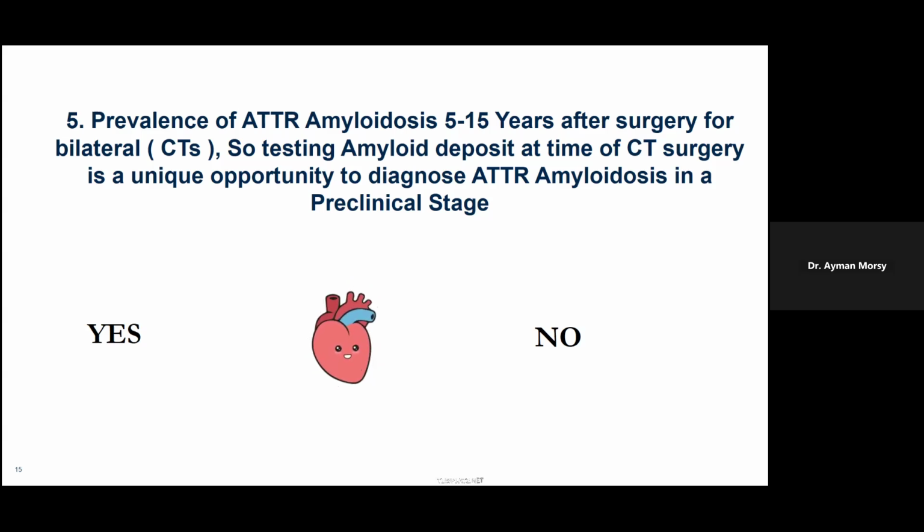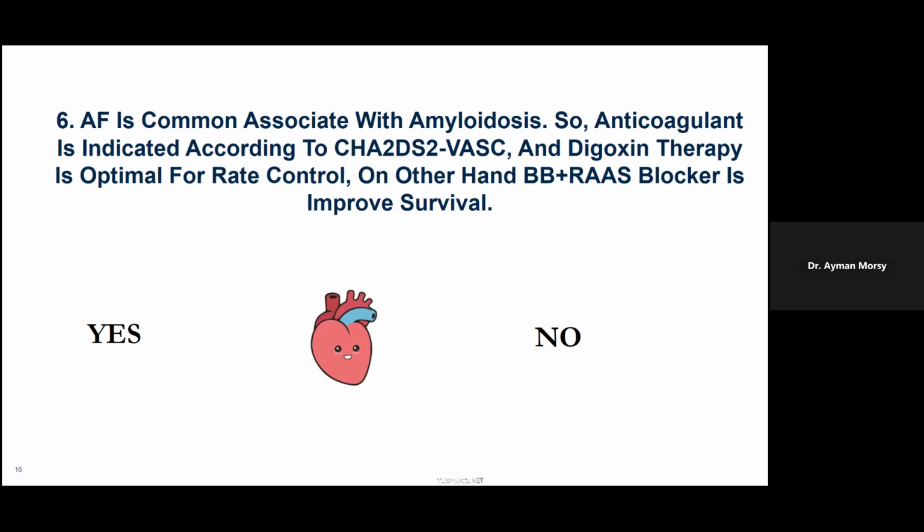So this message for them: if your patient has bilateral carpal tunnel syndrome surgery, please take 1 or 2 minutes, take a biopsy or take an amyloid deposit. It is very important nowadays. Lastly, not least, atrial fibrillation is very commonly associated with amyloid patients.